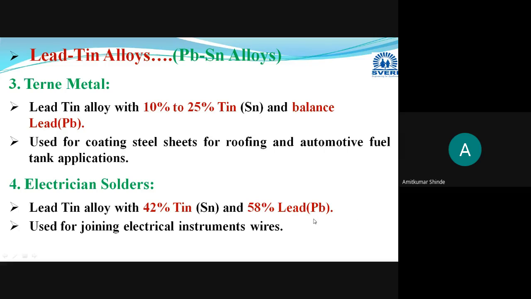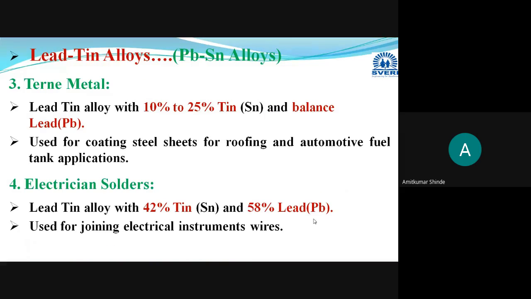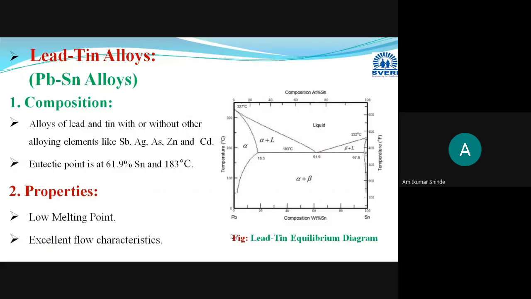So these are the different lead and tin alloys. Here we have discussed the four lead and tin alloys: Tinman solder, also known as quick solder, then plumber solder, then turny metal, and the electrician solder. For each material, I have mentioned its composition and application. The properties for each solder material will be common. That is, they will have a very low melting point and they will show excellent fluidity, which I have mentioned here: low melting point and excellent flow characteristics.